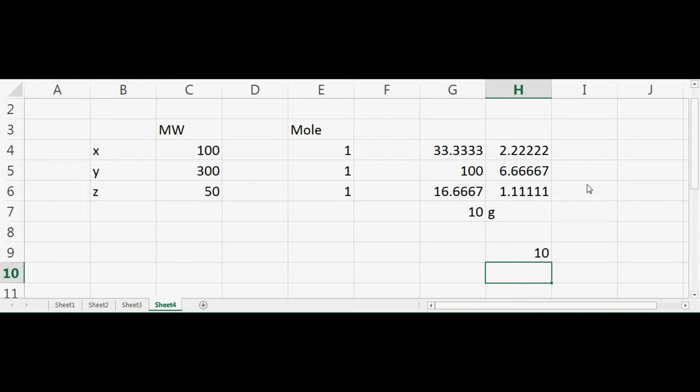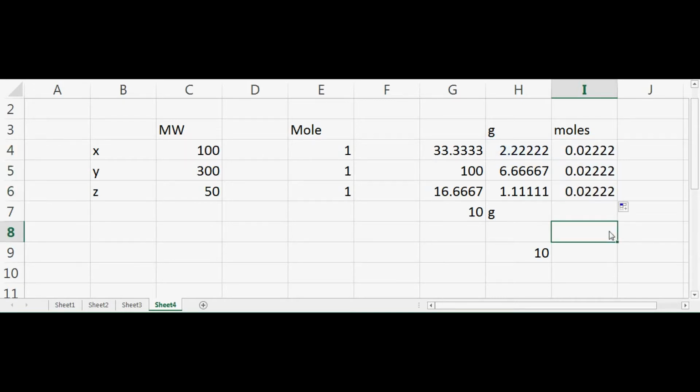As we know this is in grams, so we can calculate the moles. While we calculate the moles, we divide the grams by the molecular weight. So this is our moles. If we do this together, you can see this is the mole. You can see the number of moles of all the three components is exactly the same. This is because we were taking the molar ratio 1:1:1.